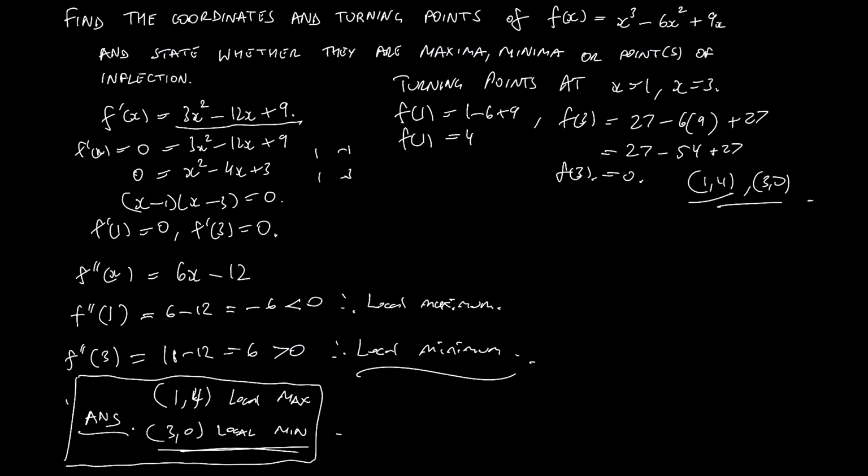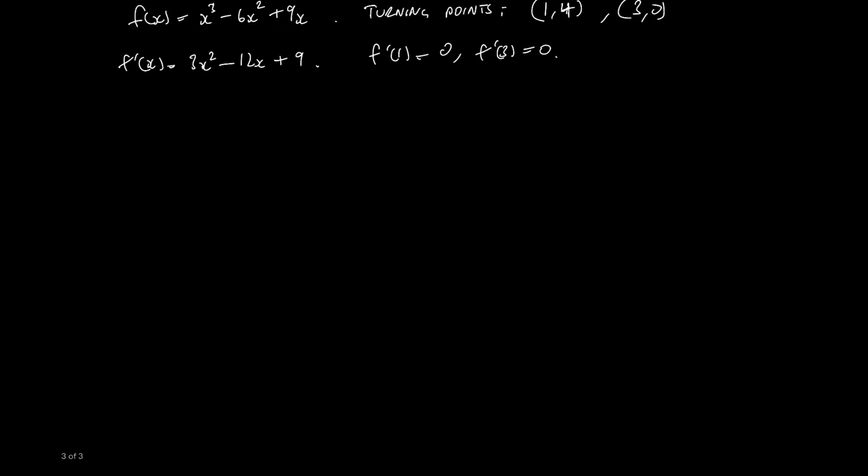Alright, so that was the first method and my personal favorite solution. Moving on to another way of answering the question. So I've copied down our main information from before. We have f of x equals x to the power of 3 minus 6x squared plus 9x. We calculated our turning points at 1 and 4 and 3 and 0. And we have the first derivative as 3x squared minus 12x plus 9. And the first derivative is 0 when x is 1 and when x is 3.